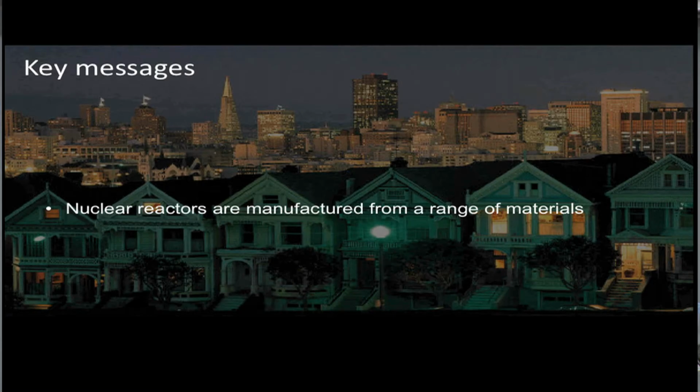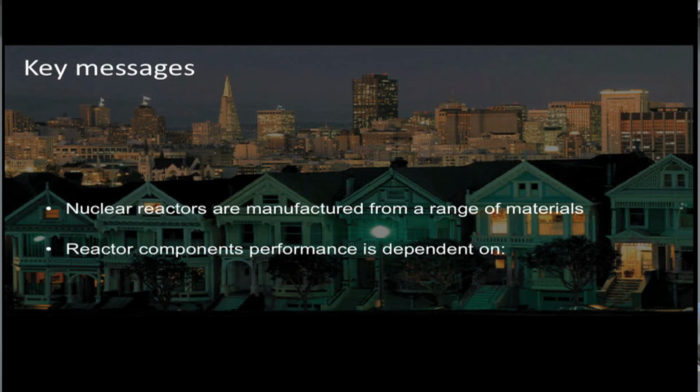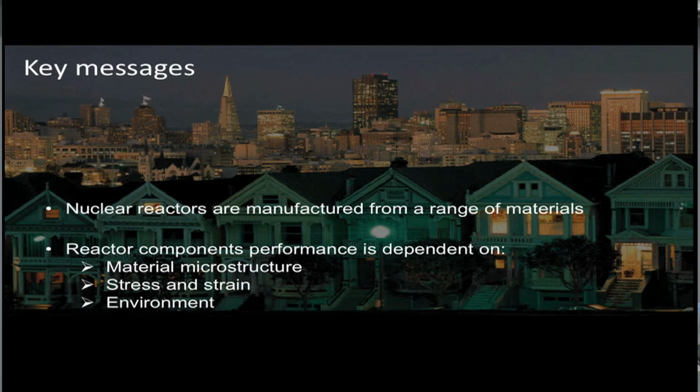So again, what are the key factors? Well, nuclear power stations are made from all sorts of materials. There's other ones I haven't even started to tell you about. And each one is selected for its microstructure and its properties so that the whole power station operates safely all together, each component playing its part. And the performance of all of those components is dependent on the material, is dependent on the stress and strain, is dependent on the environment, and it's dependent on time.